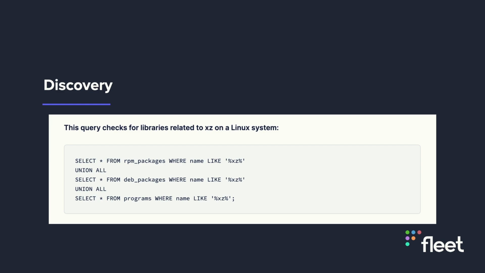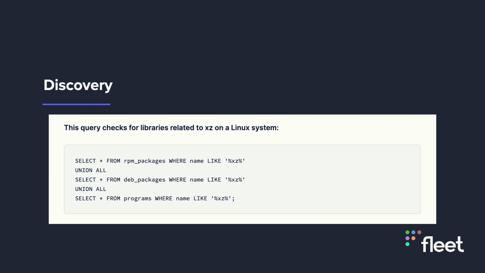So the first thing to talk about is touching on some of the topics that JD covered. Fleet is very, very good at discovery, getting telemetry from your devices. This is an example of a query that you might use to find if you had XZ installed on a Linux system. As you can see, this is referencing an RPM package table, a Debian package table, and just the programs table looking for something with XZ as a wildcard string. So this is the kind of query that you can write that is extremely powerful.